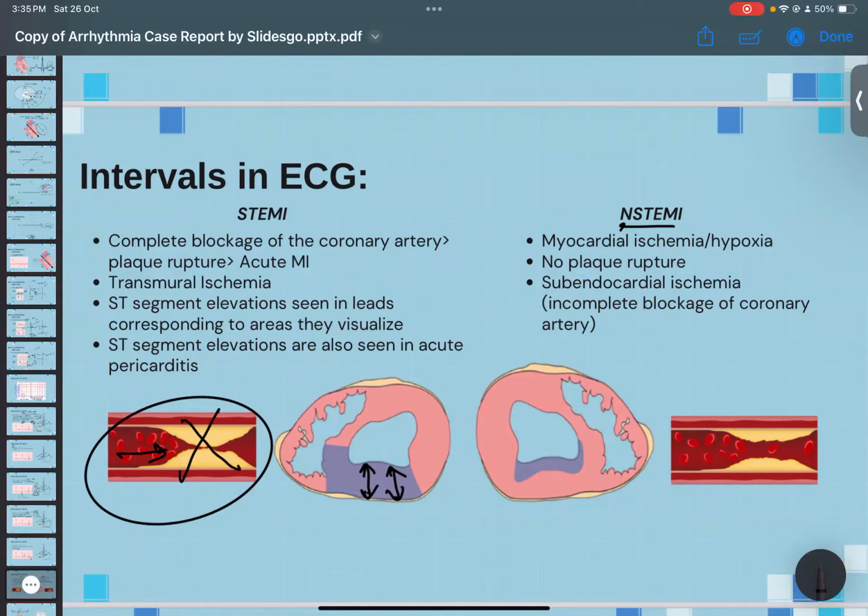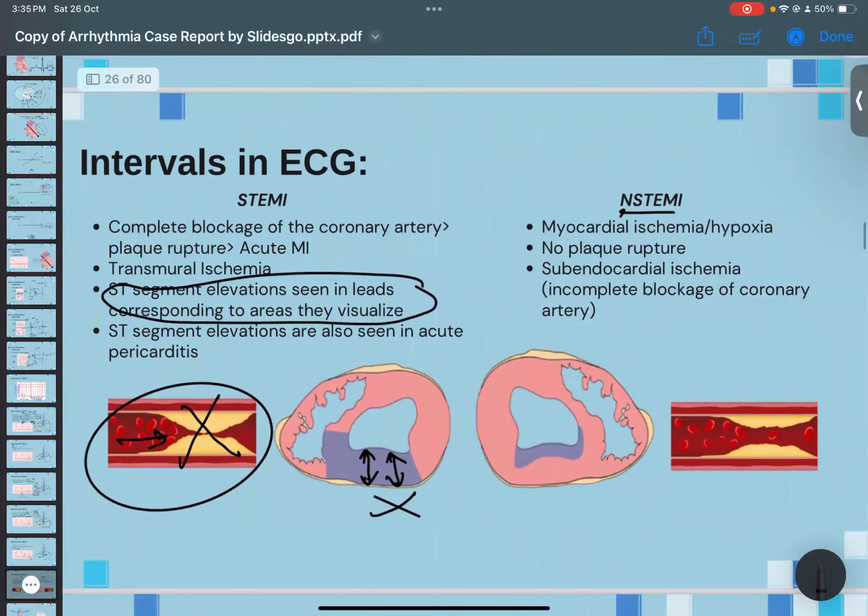So complete blockage means no blood flow. No blood flow means myocardial cells keep dying. And this happens for the entire width of it because there's literally zero blood flow. So it's called transmural ischemia or infarction. And the ST segment elevations are usually seen in leads which correspond to the areas visualized. I'm going to explain this better in a bit. But just remember that you will see ST segment elevations when there's complete blockage of your artery and there's transmural infarction, or the entire thickness of your myocardial wall is involved.